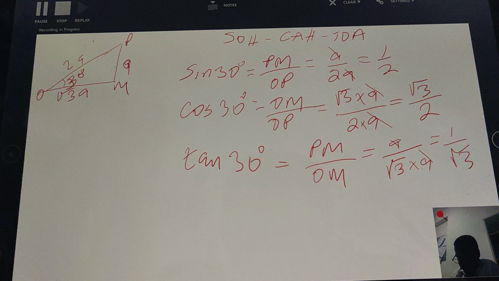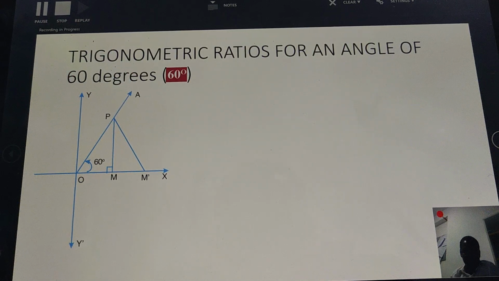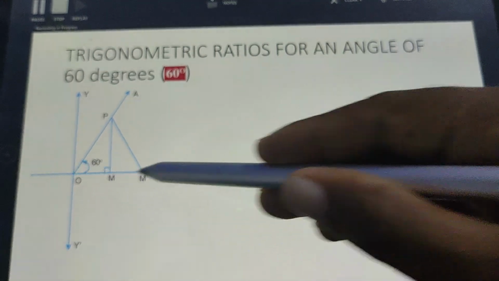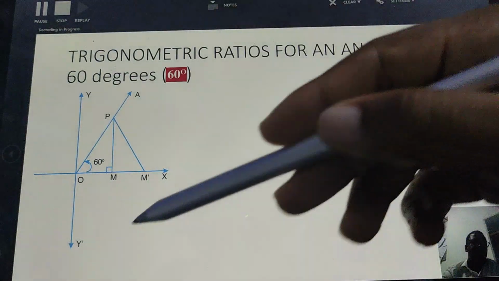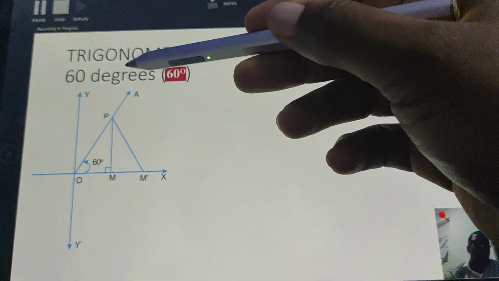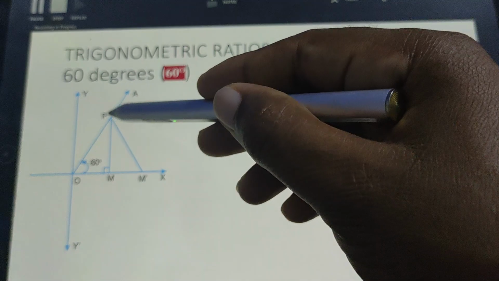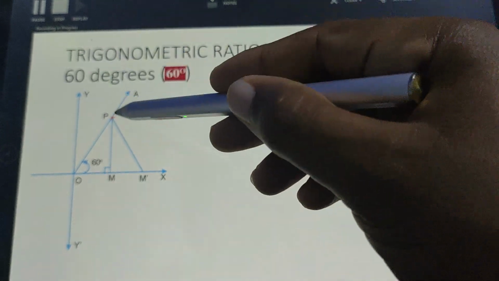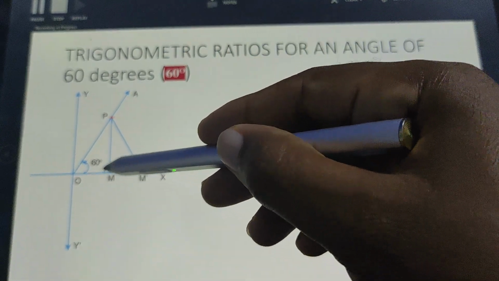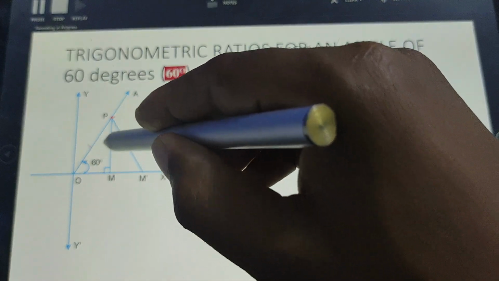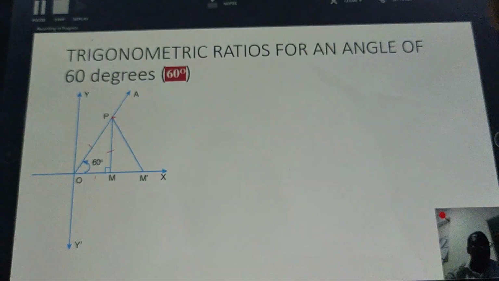Okay, now let's look at the trigonometric ratios for an angle of 60 degrees. The same things. You have OX as your ground, and you have Y as your height. So you raise something, whether a ladder or anything else, to an angle of 60 degrees. Then you choose any point, in this case P, drop a line to M, which should be perpendicular to OX. So you have a right angled triangle. Now for us to find that side, we also need to do some constructions.